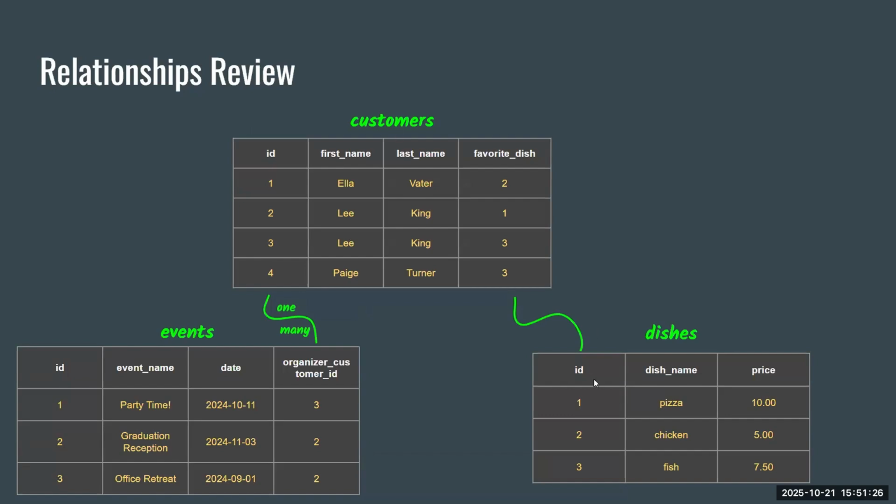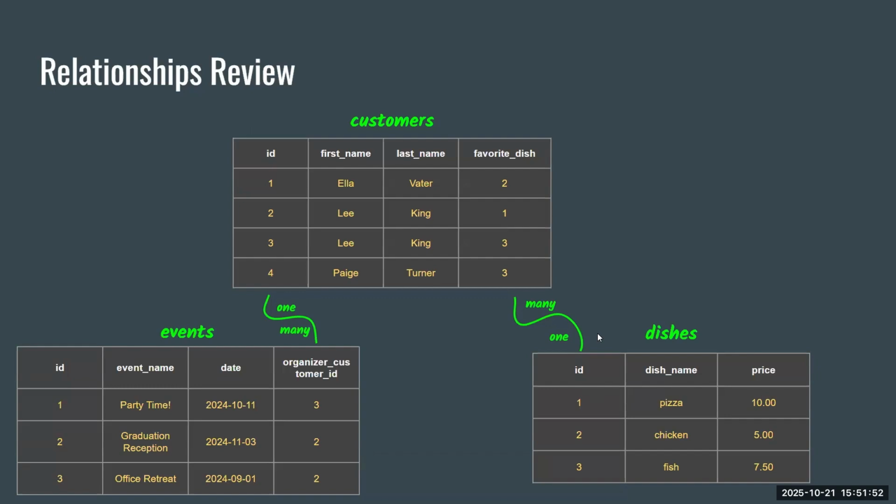Likewise, each customer can have one favorite dish, but one favorite dish can be assigned to multiple customers. So one dish can have many customer relationships, right? So that's also a one-to-many relationship.